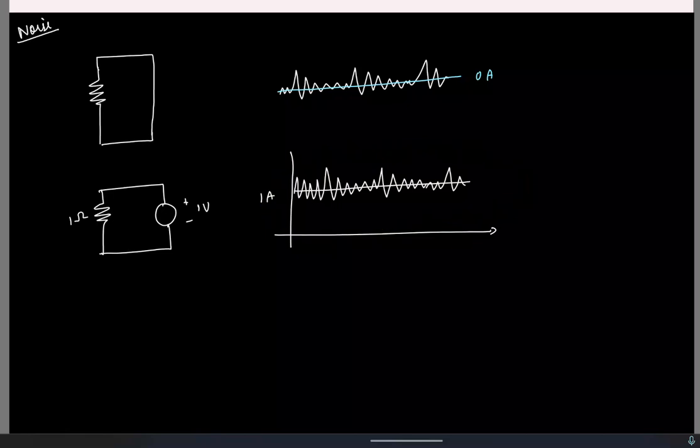Now that you know this noise exists, and this noise is basically a random signal, it's not a deterministic signal, so at any time instant I do not know exactly what the noise amplitude is. So how do you deal with such random signals? If you have deterministic signals, I can use all the things that you have learnt in signals and systems, but it's a random signal. How do you analyze it? We have to rely on statistics.